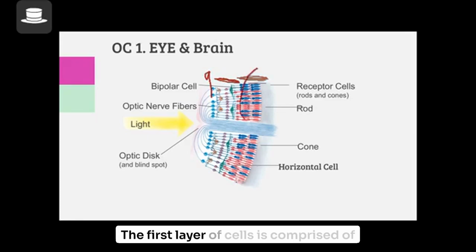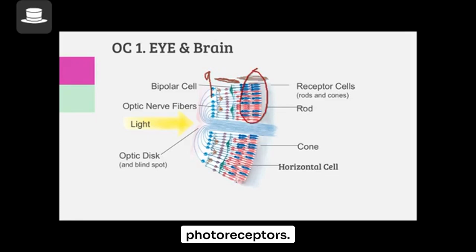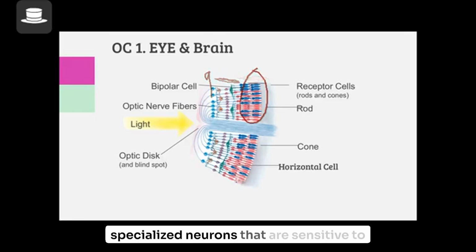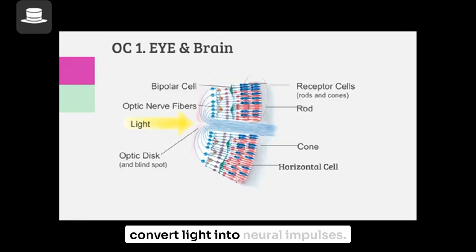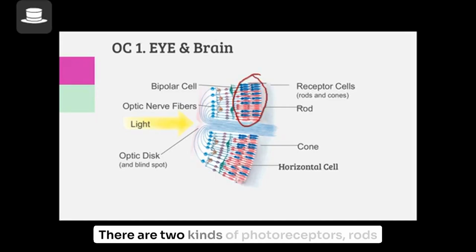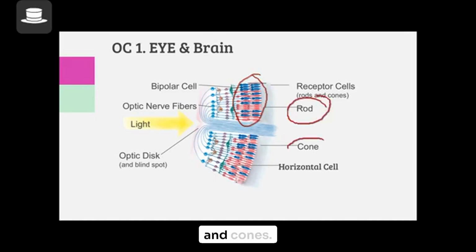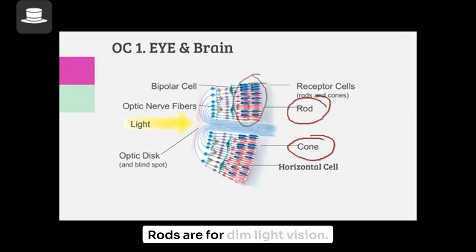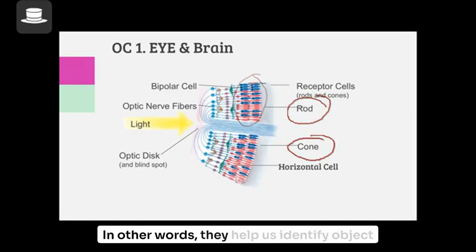The first layer of cells is comprised of photoreceptors, specialized neurons that are sensitive to light. When light falls on the photoreceptors, they convert light into neural impulses. This process itself is sensation. There are 2 kinds of photoreceptors, rods and cones. Rods are for dim light vision. In other words, they help us identify the object as opposed to giving more details about the color.